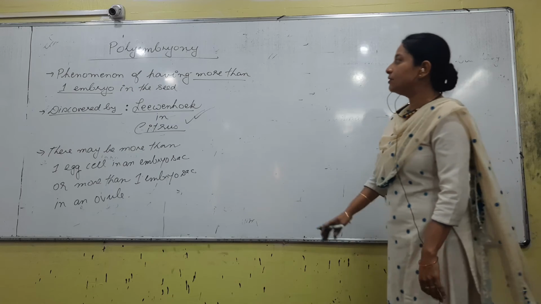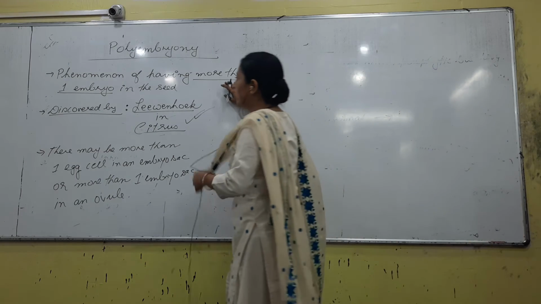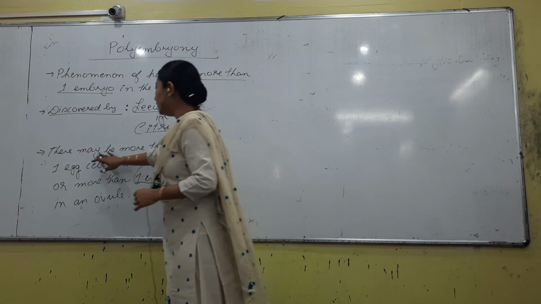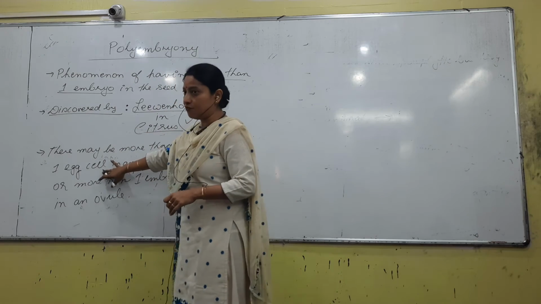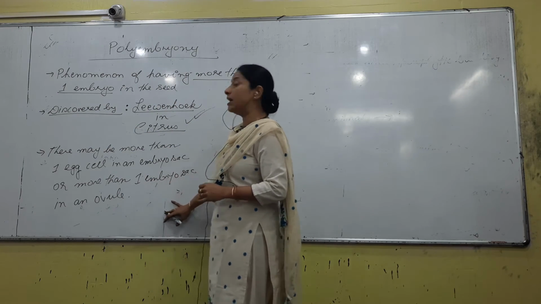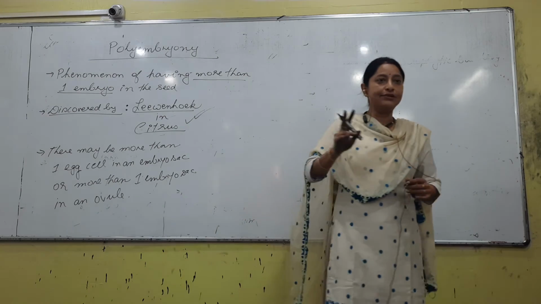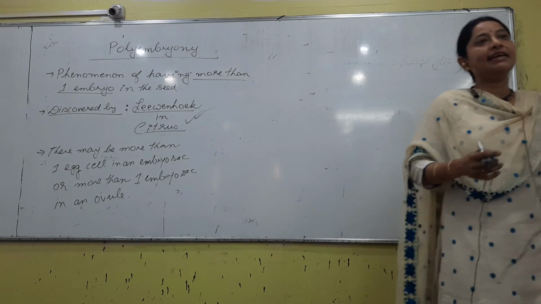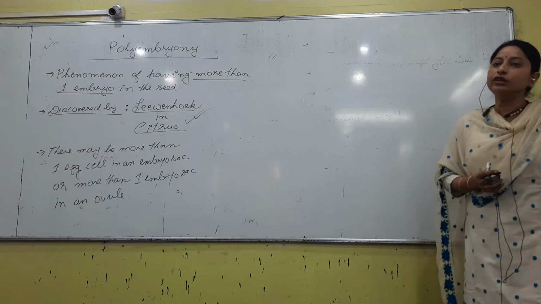Right? Polyembryony means more than one embryo, right? More than one embryo may be the result of more than one egg, or it would be the result of more than one embryo sac. Two reasons, no? Polyembryony means what? You have more than one embryo.